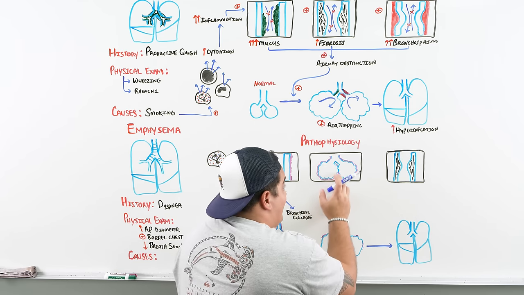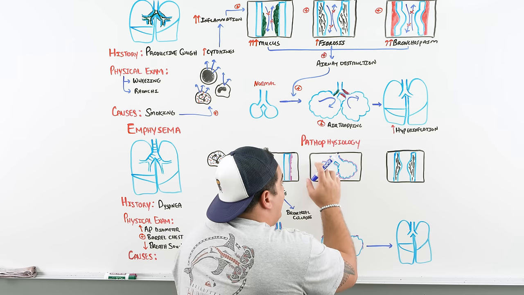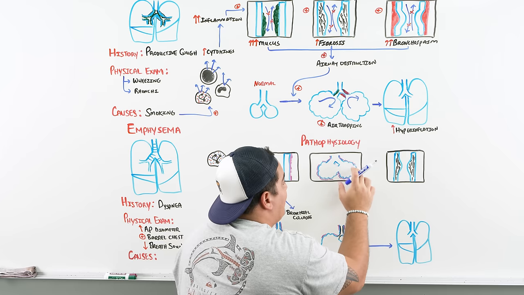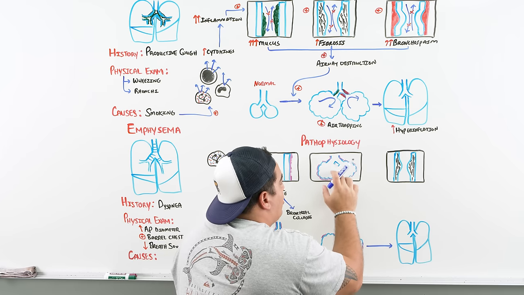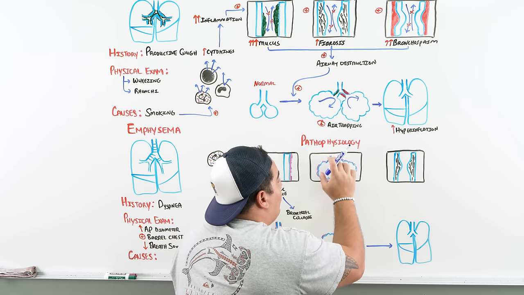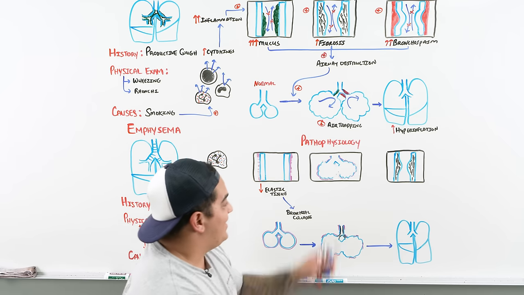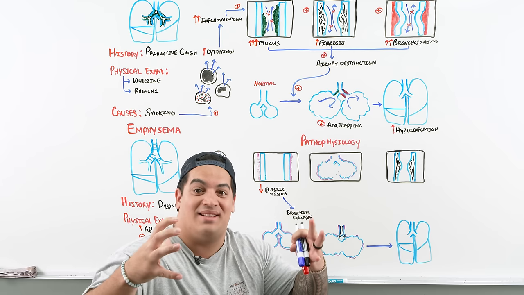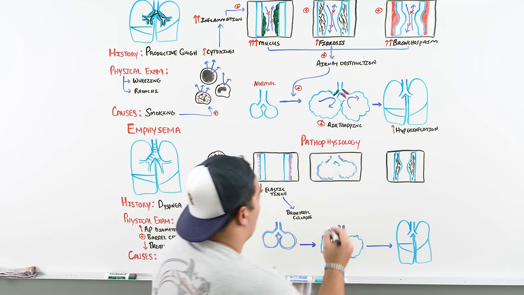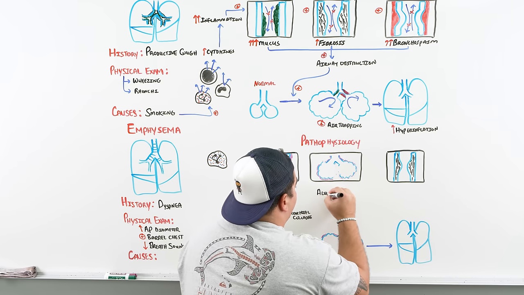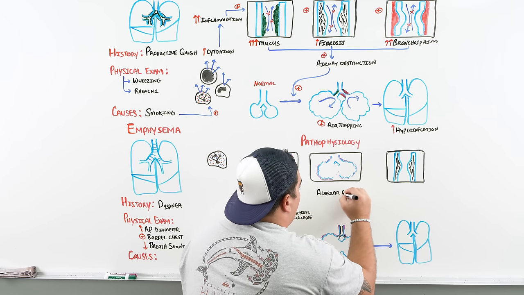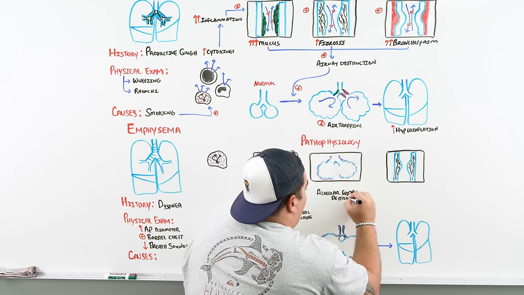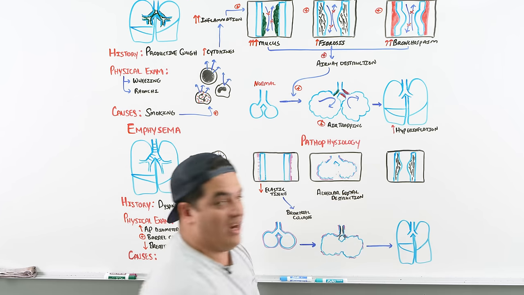The other thing is that they start having destruction of some of the elastic tissue and the septa that are present between alveoli. So now I'm going to chew up some of this elastic tissue here, and then I'm going to start breaking down the septa between alveoli. And then what happens is you end up with these gargantuan alveoli, these big, big sacks of alveoli. So the other one is you're going to get alveolar septal destruction. And the combination of that leads to these massively large airways.